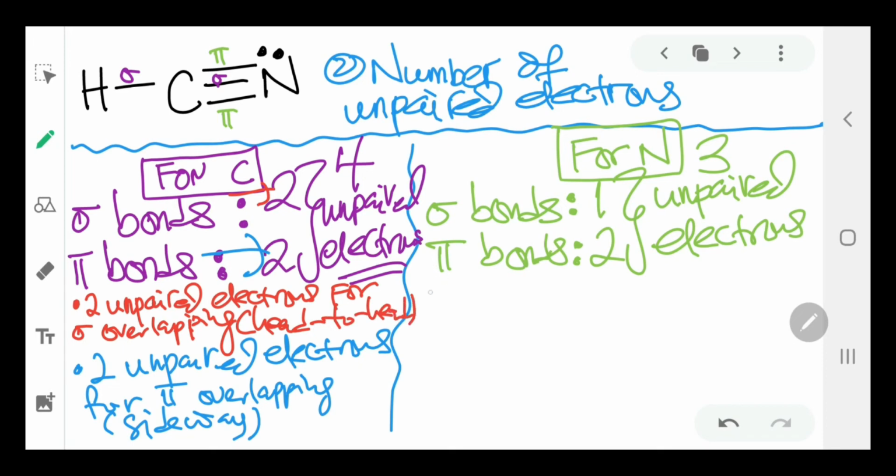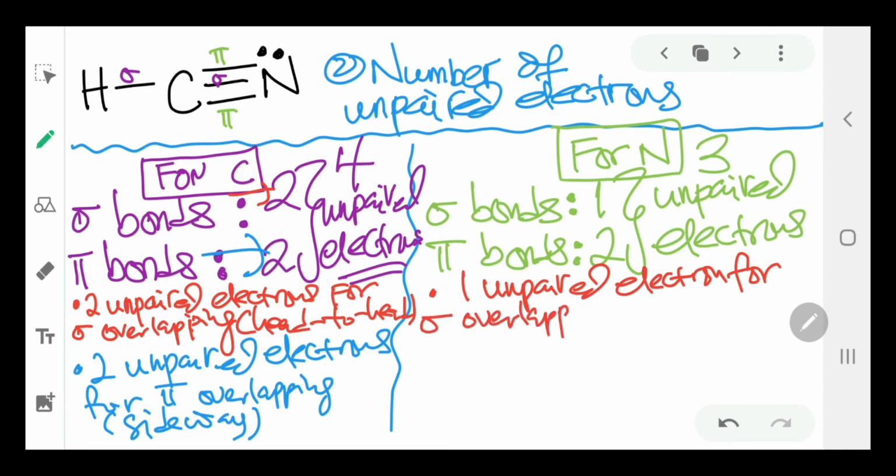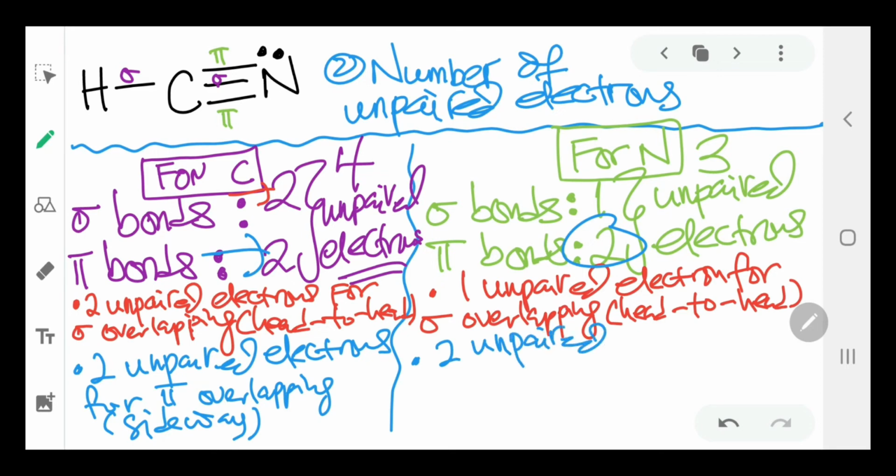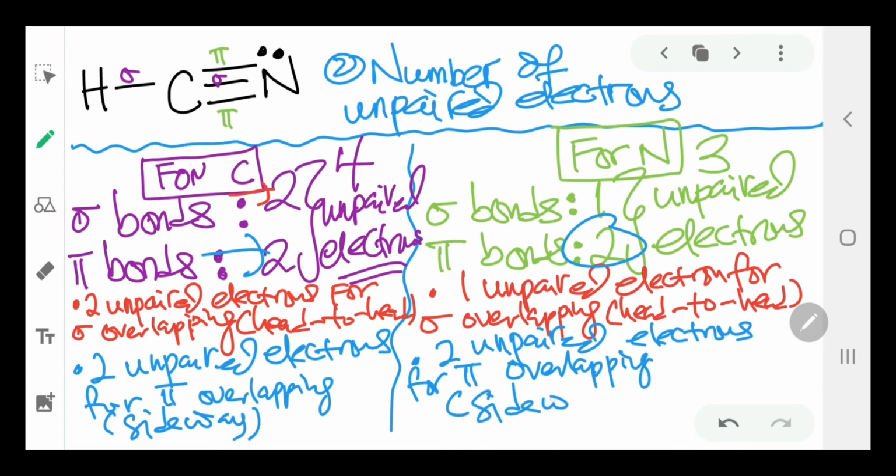Same goes to here. You have one unpaired electron for sigma overlapping, in bracket head to head, and you have two unpaired electrons for pi overlapping. So pi overlapping is sideways.